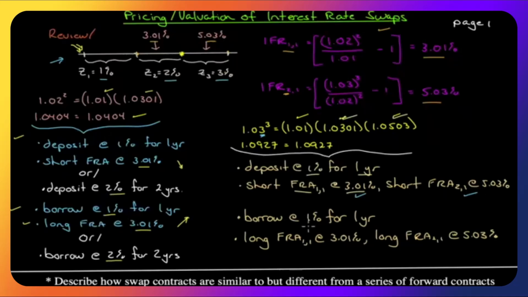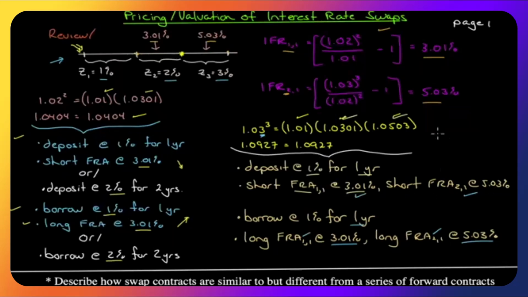If we're borrowing, we can borrow at 1% for 1 year and simultaneously go long the 1 year FRA 1 period out and go long the 1 year FRA 2 periods out at 5.03. Do you see the problem with all of this? Multiple contracts with multiple rates.